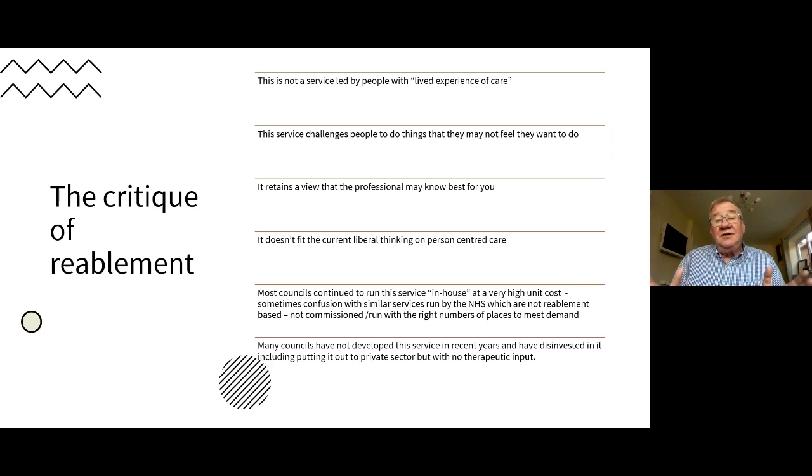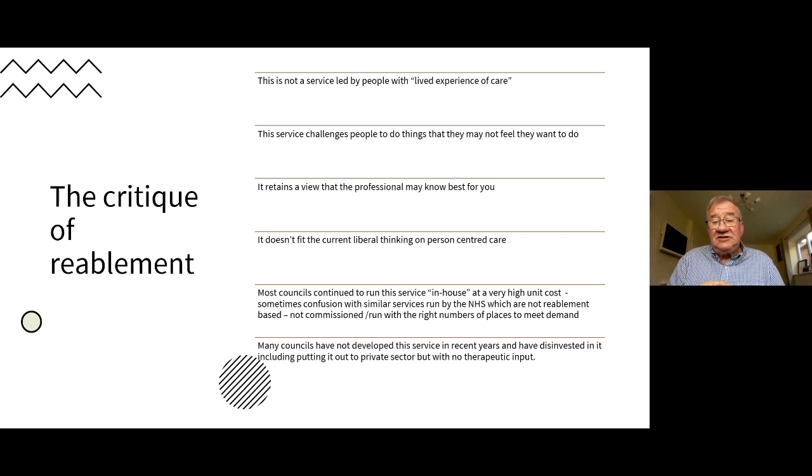There is an issue that many councils continue to run this service in-house, and the way they've run the services was at a very high unit cost, and therefore it's seen as an expensive service. And for some councils, when they were strapped for cash, which most councils have been in the last period of time, it has been really hard as to how they sustain this quite high cost service, particularly if they aren't clear, as I'll say in a minute, about what the outcomes that service is delivering.